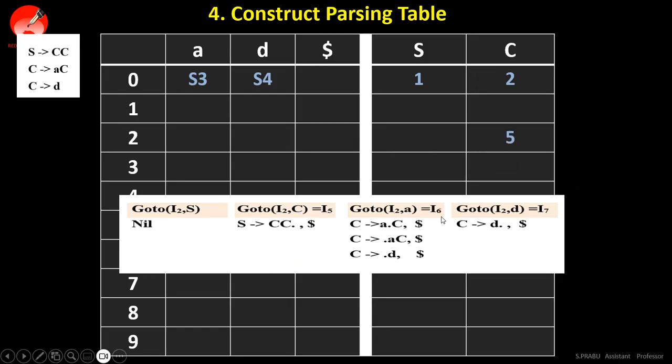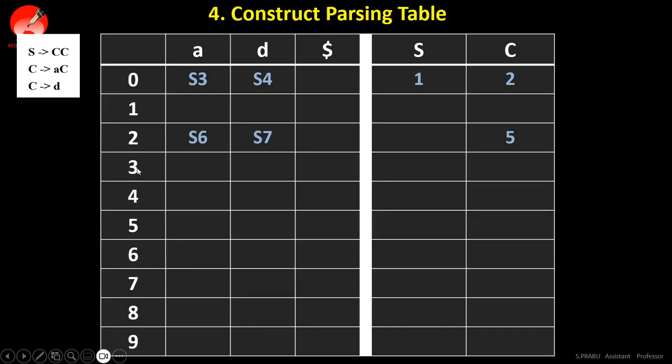I2 versus small a is 6, shift 6. I2 versus small d is 7, shift 7. So second row is over. Now I am going to fill third row.